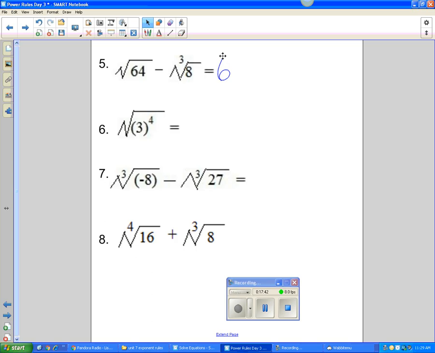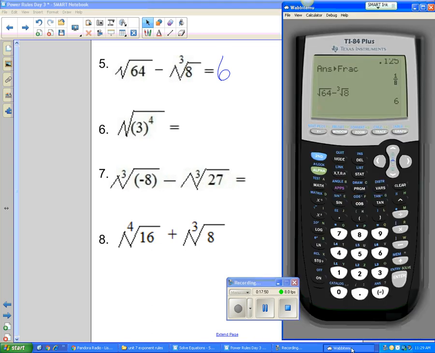All right, number 6. Can I put all that in my calculator? Yes, why? It's all numbers. Okay, so there's no number on the outside, so that's when I just do second square root, parentheses 3. Remember, you're doing it exactly like they have it. Parentheses, caret to the 4th. And then you can just hit enter at the end. And so are y'all getting 9?